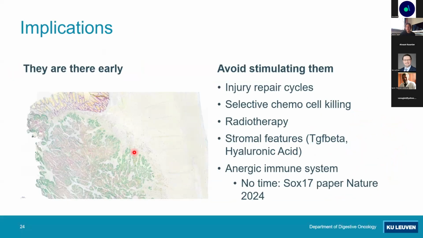Also, they're very early. They appear easily in these lesions. This is a resected stage 2 or 3 colon cancer. So they're really there quite early in these mixed states. And certainly what can trigger them is injury repair cycles. I'm not going to show you the data on selective chemo killing, but I can just hint that, if your purple cell is more sensitive to chemo and you eradicate it, well, you're just making space for your green one. It sounds very logical.